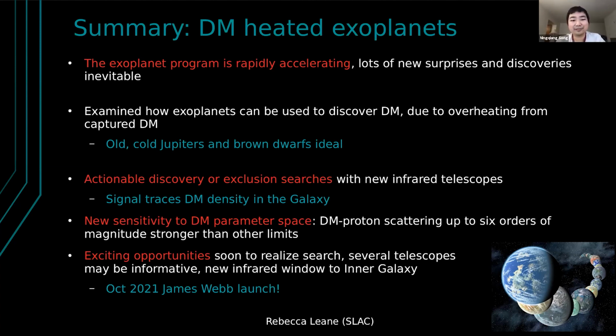I see Ning Chang has a question. Yeah, thanks, Rebecca, for the very nice talk. So when you set the bound, most of the time you assume the dark matter particles will annihilate and deposit all their energy into the exoplanet. Maybe this is a stupid question, but what if dark matter annihilates dominantly into neutrinos?